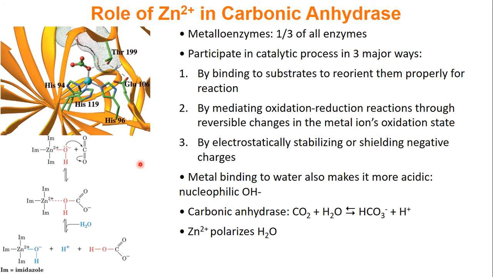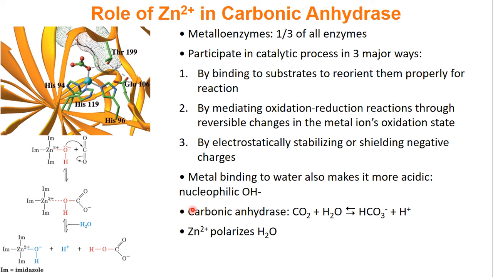3, if you have negative charges in your transition state, your metal ions can help stabilize this. Remember, metals are positively charged, so they can help either bring negative groups together or stabilize a negative transition state. It can also help during acid-base catalysis because metal actually makes water more acidic. So it does that because the zinc will interact with the negatively charged or partial negative oxygen, making the hydrogens more likely to leave.